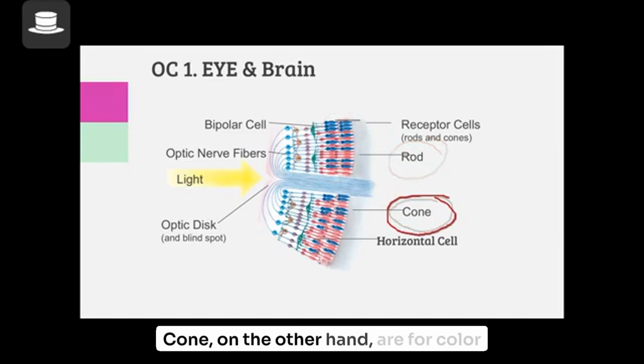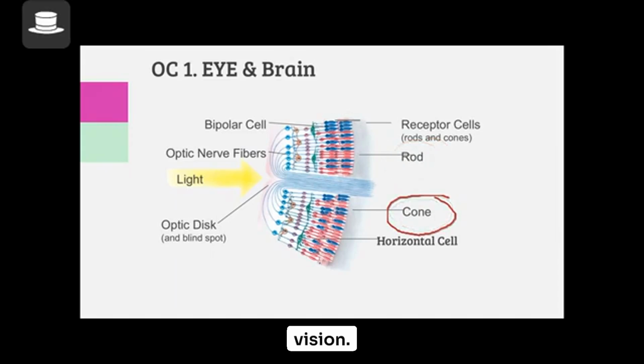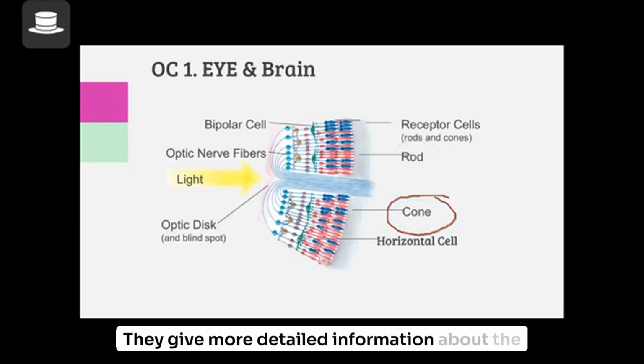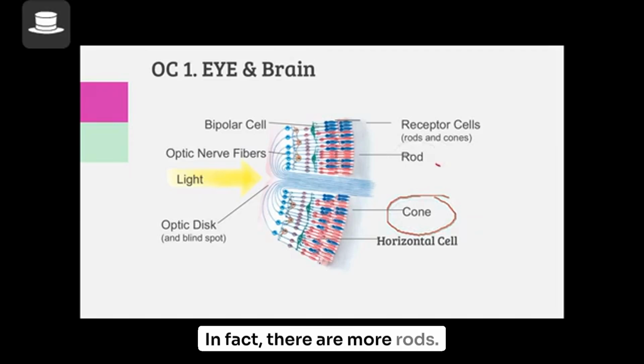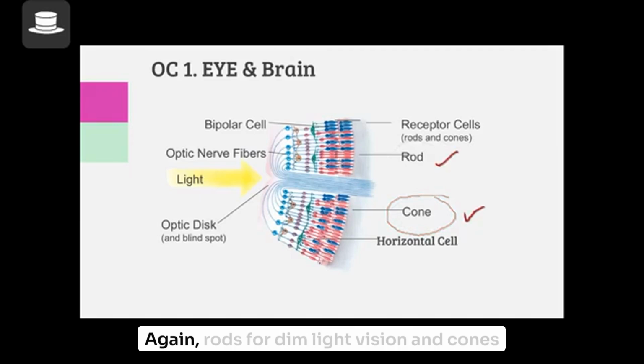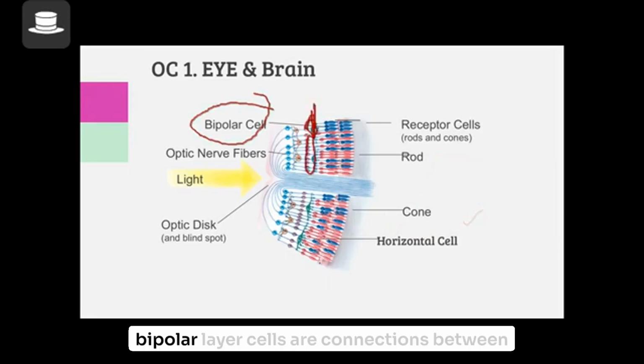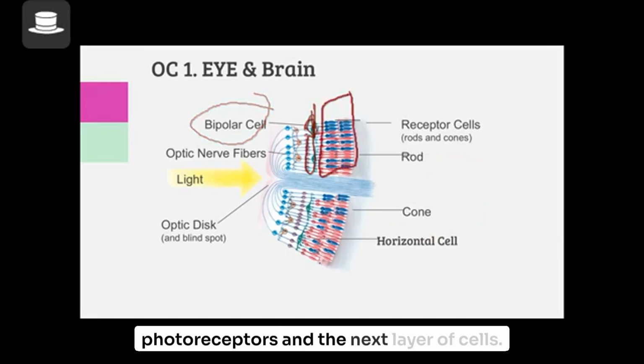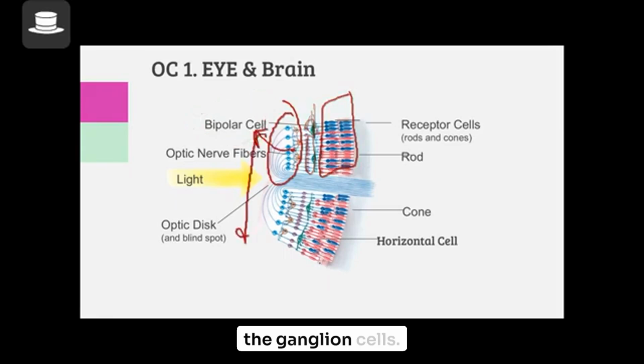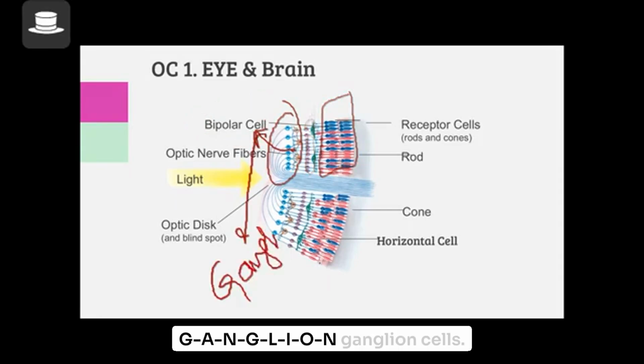Cones, on the other hand, are for color vision. They give more detailed information about the object. In fact, there are more rods than there are cones. Again, rods for dim light vision and cones for color vision or daylight vision. The second layer of cells is the bipolar cell layer. Bipolar cells are connections between photoreceptors and the next layer of cells, the ganglion cells.